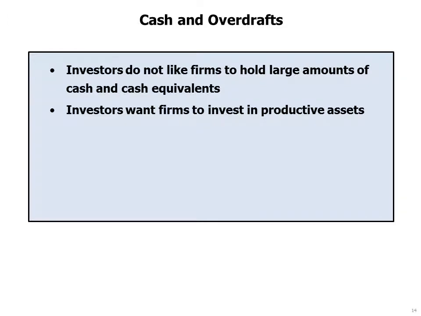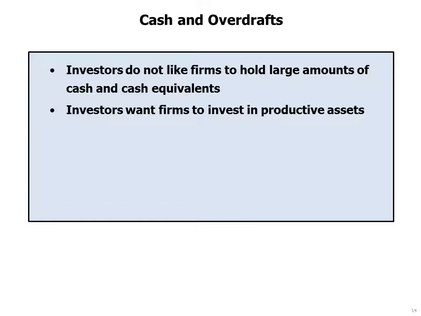So, cash and overdrafts. Generally speaking, investors do not like firms to hold large amounts of cash and cash equivalents. And there are a few reasons for this. The first is that if investors do have cash, they can invest it easily themselves in money market products. They don't need to pay managers of the firm to do that for them. Investors want firms to invest the cash which has been invested in them in productive assets rather than having it sit idly in the company's bank accounts.